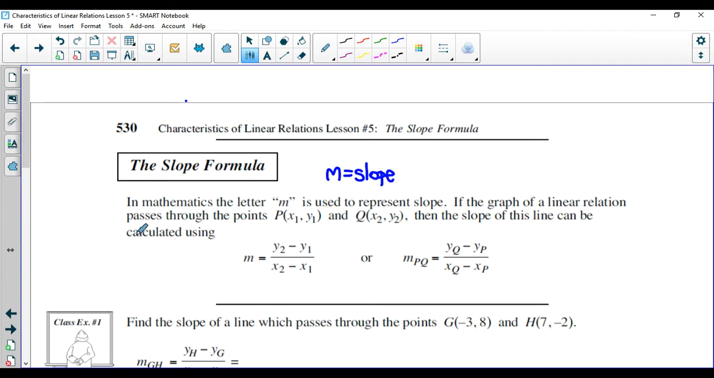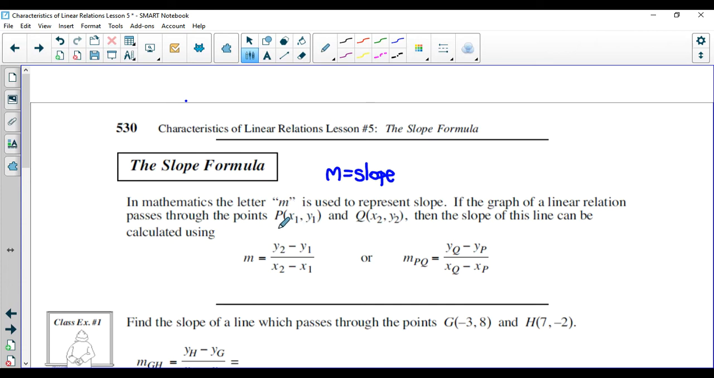Okay, so if you have a graph of a linear relation and it passes through 2 points, point P and point Q, where point P has coordinates of x1, y1 and Q has coordinates of x2, y2, you can calculate the slope by taking the numerator y2 minus y1 over x2 minus x1. If you want to write it in terms of the actual points themselves, you can change the subscript 2 to Q, because point 2 is Q here, and the subscript 1 to P, because point 1 is point P.